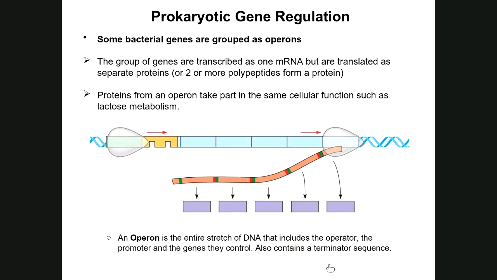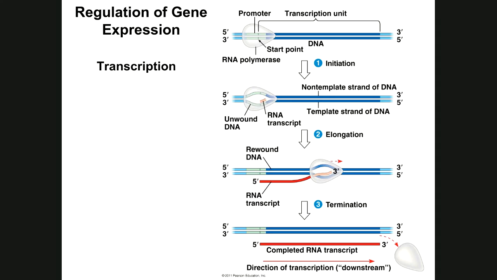So again, I broke it up into two parts from here: prokaryotic gene expression, and then we'll talk about eukaryotic gene expression. So for prokaryotic gene expression, scientists discovered that some bacterial genes don't exist in a one-to-one relationship. In other words, going back to this here, they don't exist in a one-to-one relationship.